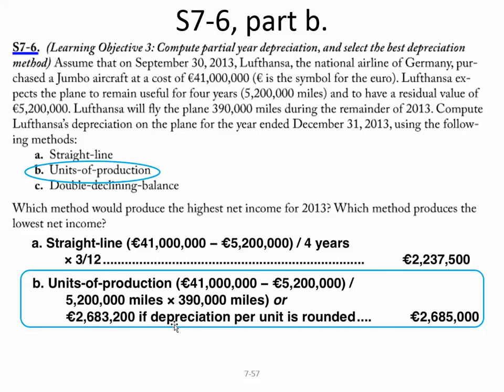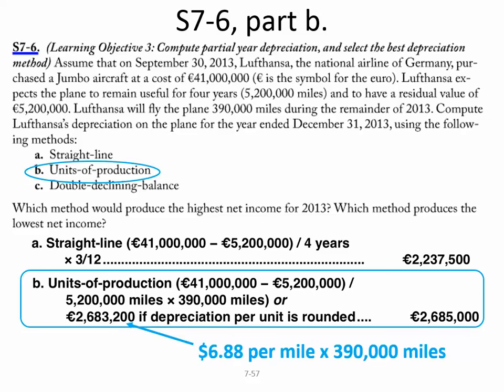Now, if you round your depreciation per unit, you'll get 2,683,200. So somewhere in there, there's a little bit of rounding going on. So there are two possible answers depending on where you rounded it. When you're doing your homework, follow the rounding instructions in My Accounting Lab.